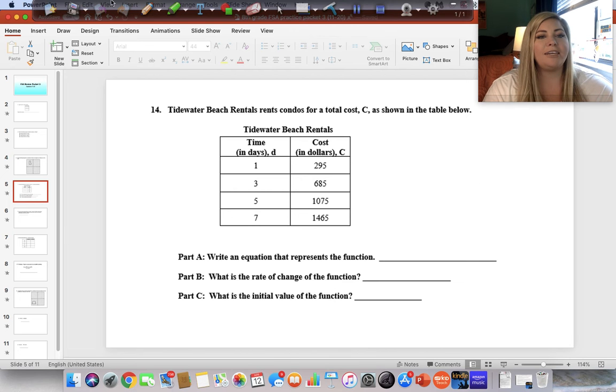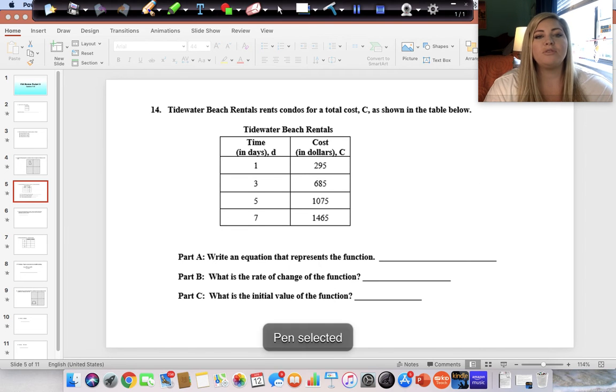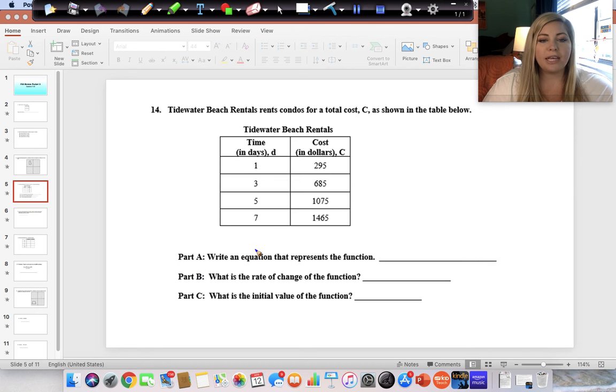Number 14, Tidewater Beach Rentals rents condos for a total cost C as shown in the table below. So here's our table. Part A says write an equation that represents the function. Anytime we go to write an equation, what we need to start by doing is seeing how much we go from here to here, here to here, here to here, and do the same on this side.